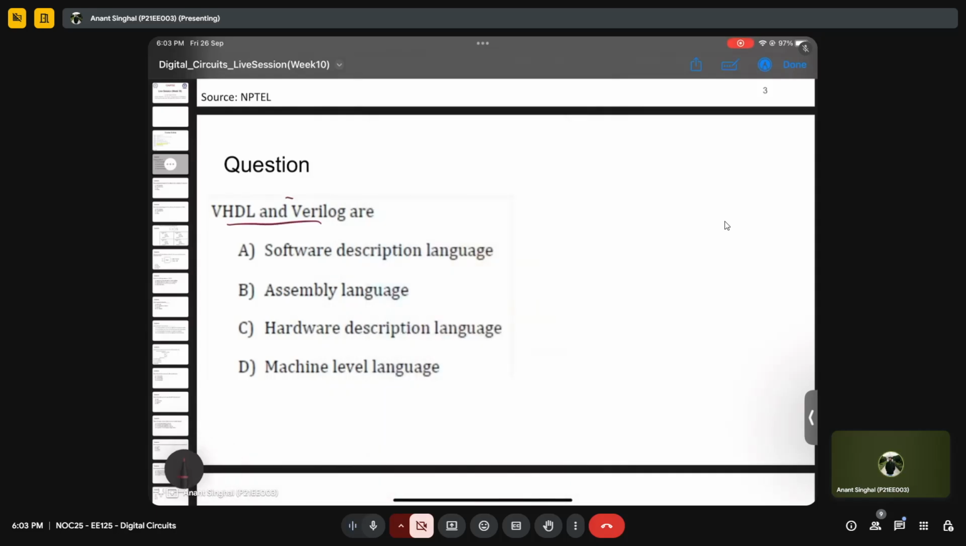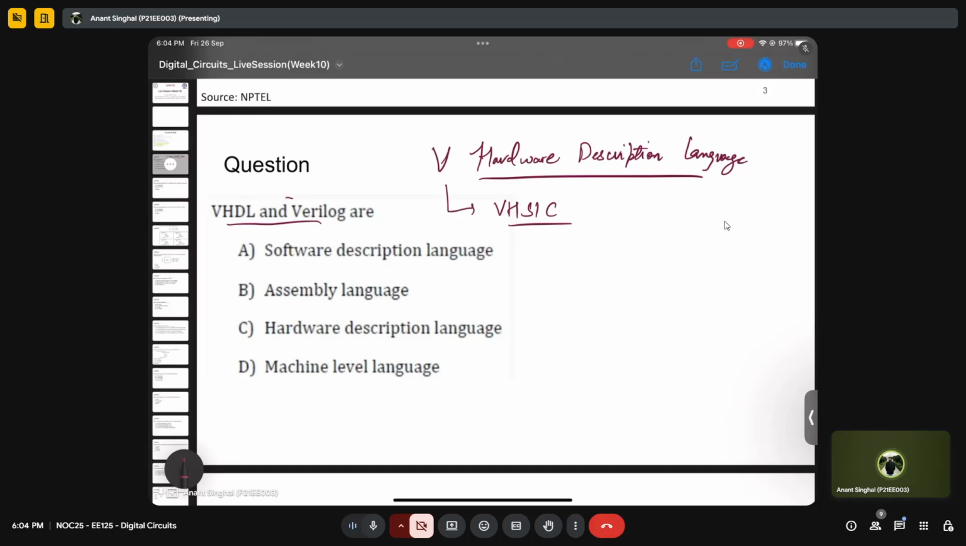Yeah. So both of them are hardware description languages. As the name suggests, in VHDL, the HDL stands for hardware description language. And this V itself has a long acronym, which is VHSIC, which is very high speed integrated circuit hardware description language. So yeah, let me write that also.